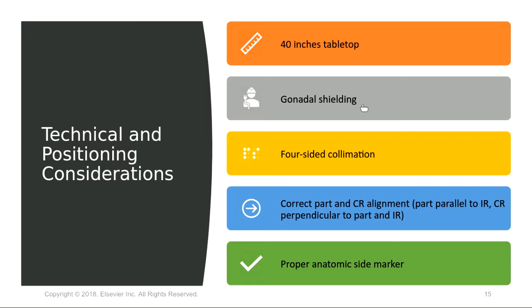We should see four-sided collimation. Your part should be in the center of your IR, meaning where those crosshairs meet up in the middle of the IR. That's where your center anatomy should be. And then we should see collimation on all four sides. You want correct part and central ray alignment, meaning your part should be parallel to your IR, and your central ray should be perpendicular to the part and to the IR. And as always, we want to use the proper anatomic side marker.